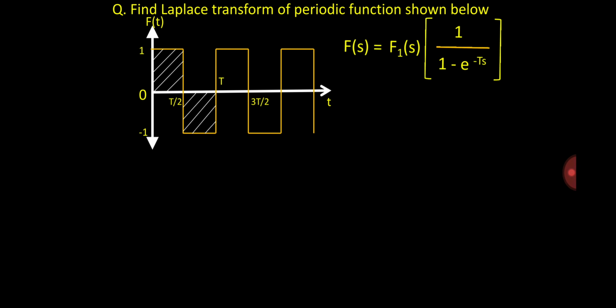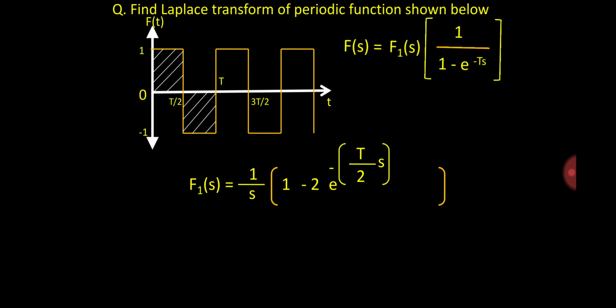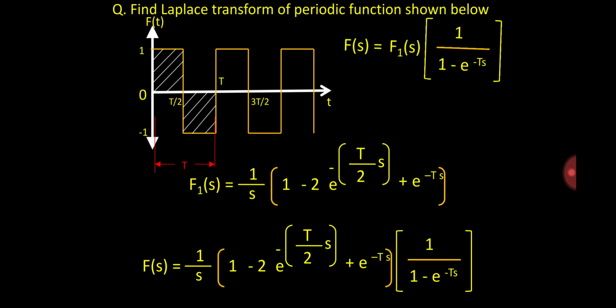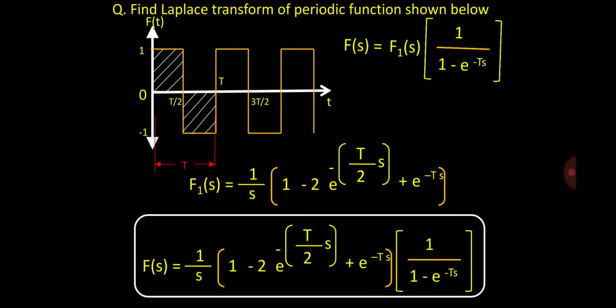So finally we can obtain the Laplace transform of the whole periodic function. F1(s) is available with us, so F(s) is given by F1(s) into 1 upon 1 minus e to the power minus Ts. T is nothing but the time period of the first cycle. The time taken to complete the first cycle is 0 to T, so T is the time period. So it will be 1 upon 1 minus e to the power minus Ts. So we got the Laplace transformation of the periodic function.